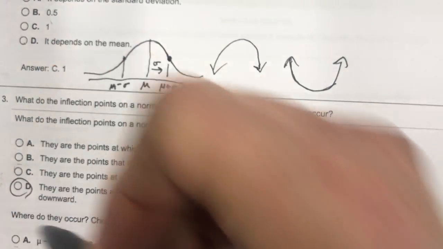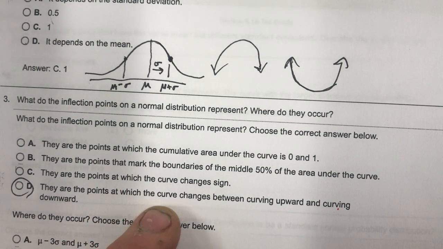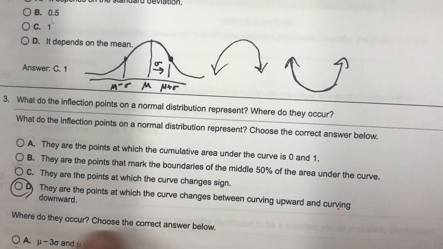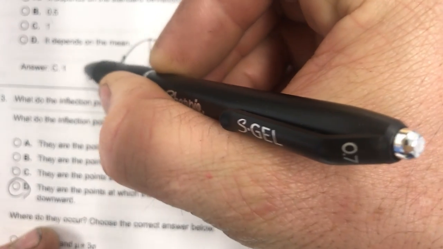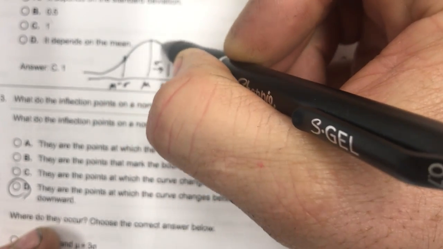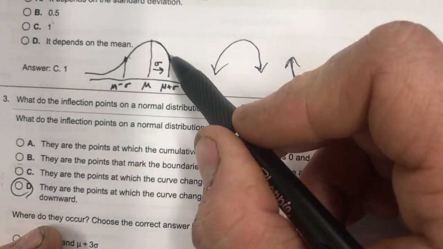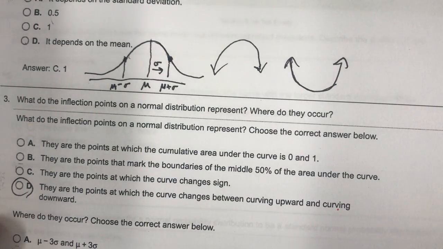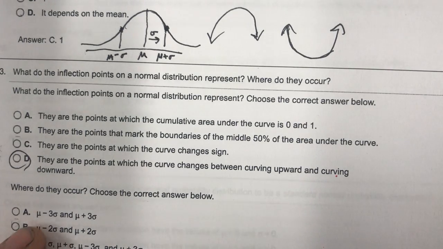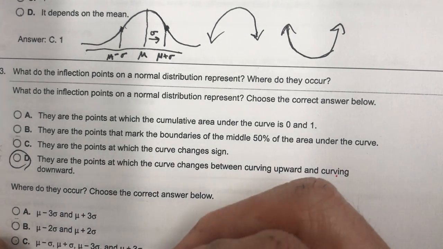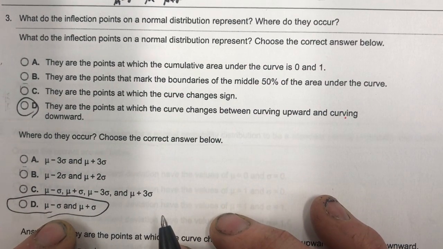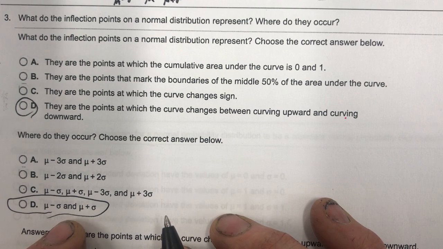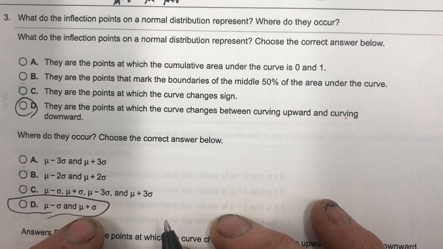This is D. These are points where the curve changes between curving upward and curving downward. See, like right here, this is curving upward, and now it starts curving downward. That's an inflection point, and here's an inflection point. Where do they occur? It's going to be D: mu minus your standard deviation, and mu plus your standard deviation, which is your mean minus your standard deviation, your mean plus your standard deviation.